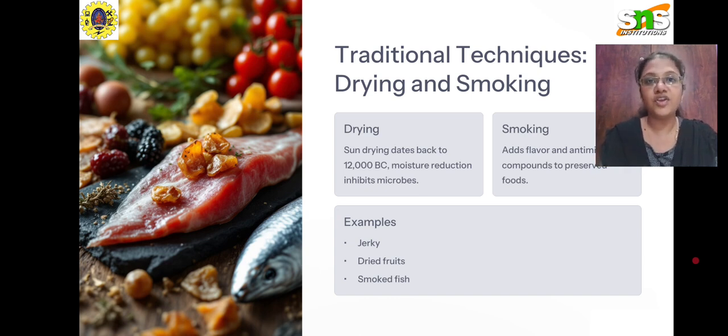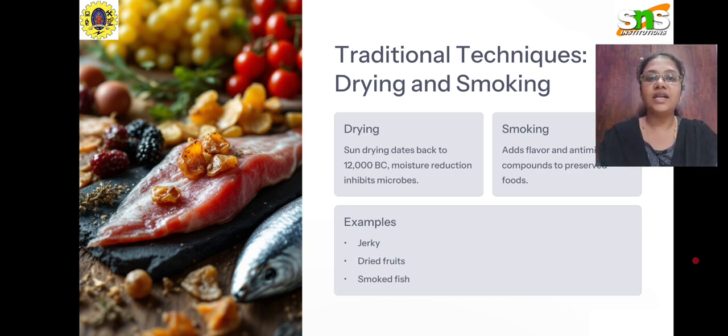Obviously we all know what drying is. Sun drying is the basic method adopted in any form of drying of produce or even agricultural commodities. The main motto behind drying is that we are reducing the moisture content in the particular food material. So what is smoking?